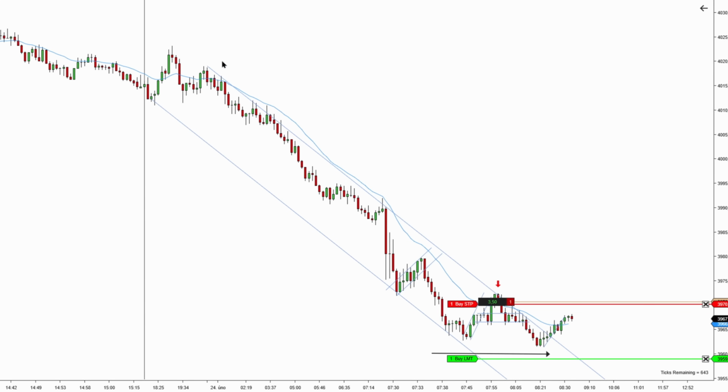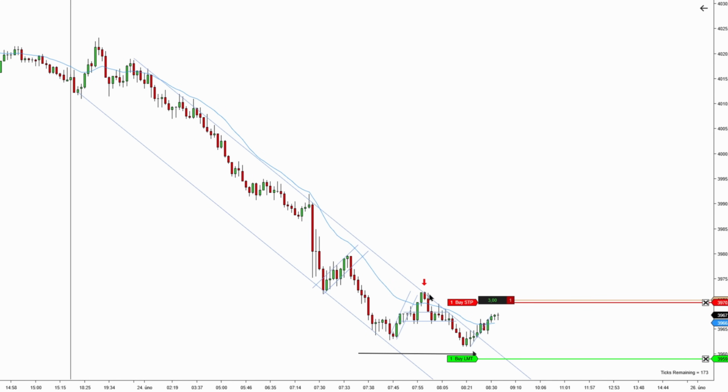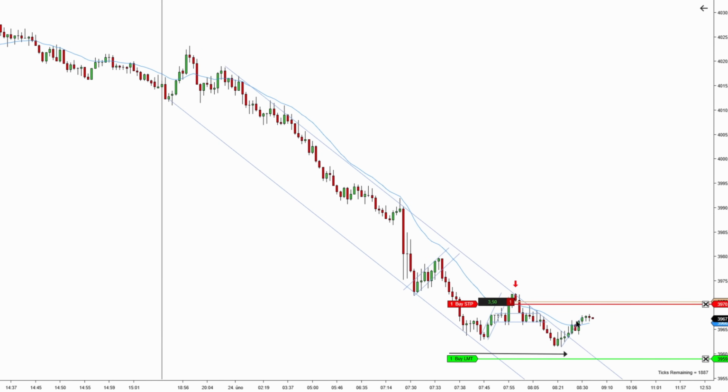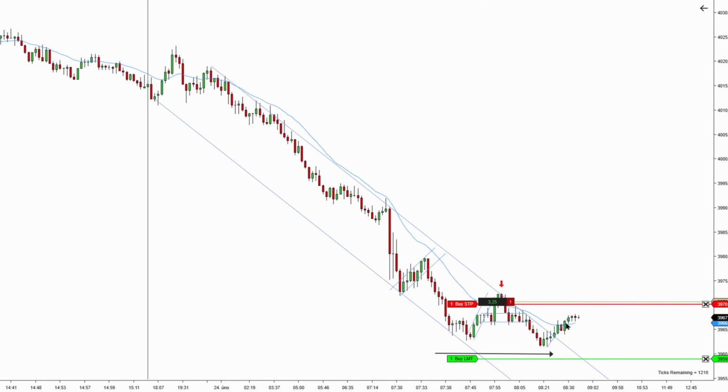So you can see we identified the channel early. There was a textbook two-legged pullback, doesn't get any nicer than this. Now we have a first break, and given the strong downtrend, we expect for prices to eventually retest the new low. I cannot sell just yet.